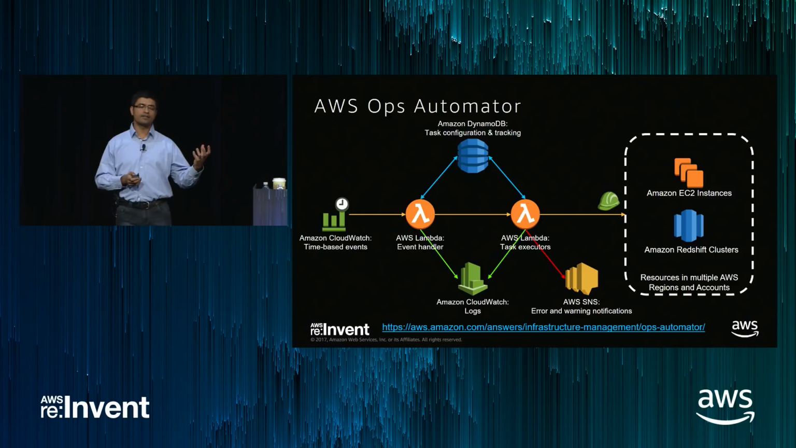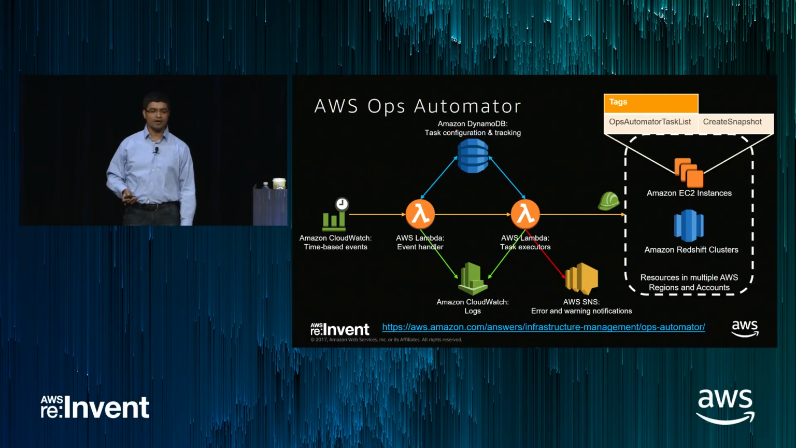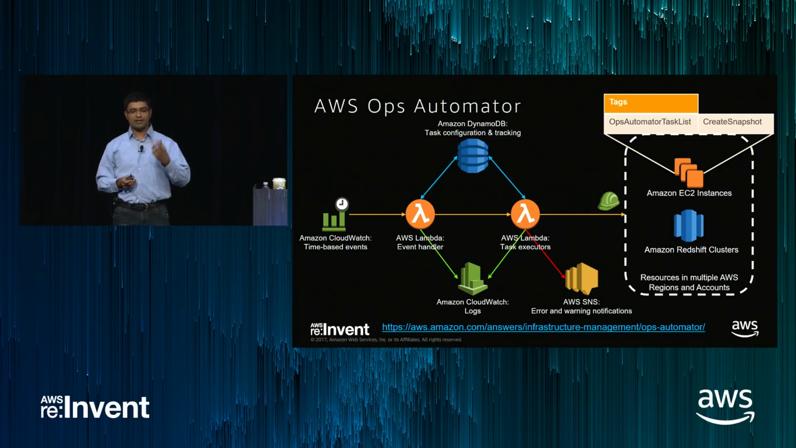So the way the process starts is that a CloudWatch event, which is a periodic event, triggers the event handler Lambda function. This function pulls task definition from DynamoDB, looks at the tasks, and decides what it needs to do by invoking one or more event handler or task executor Lambda functions. Those Lambda functions will assume a role in those slave accounts and perform the action that you want. So in order to take EBS snapshots, all you have to do is tag your EC2 instances with this special tag called the Ops Automator task list, set the tag value as create snapshot, and the Lambda function will create a snapshot for that EC2 instance. It will do that across multiple accounts and across multiple regions.